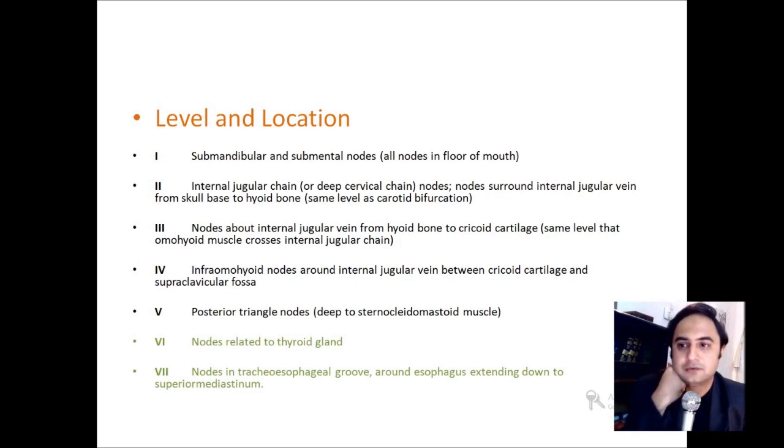Level 5 lymph nodes are present in the posterior triangle. Level 6 are the pretracheal nodes. These are basically related to the pathologies of the thyroid gland. And level 7 are the supraclavicular nodes which we classify. Now, all of the lymph nodes of the head and neck are not included in these 7 classifications that are made.